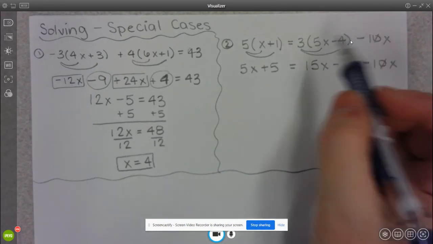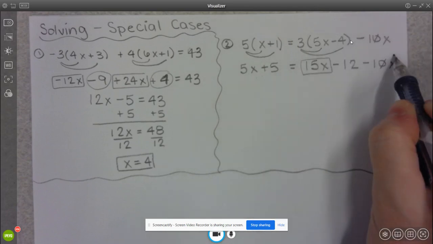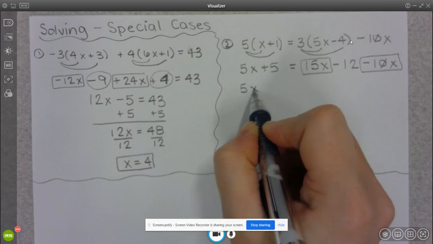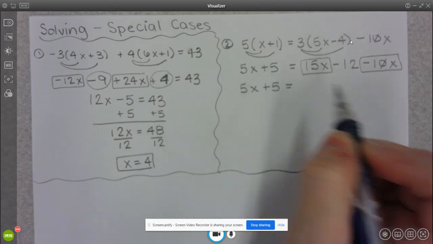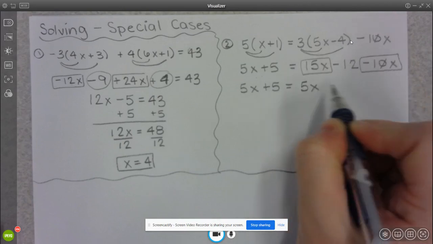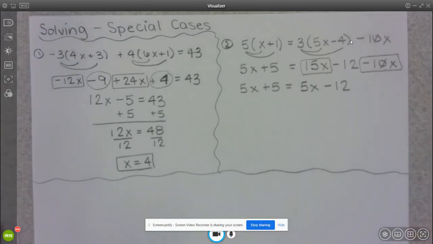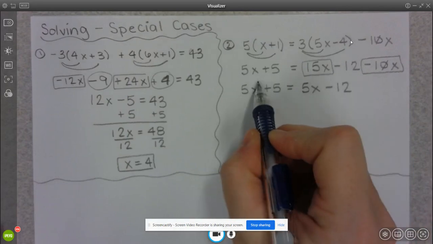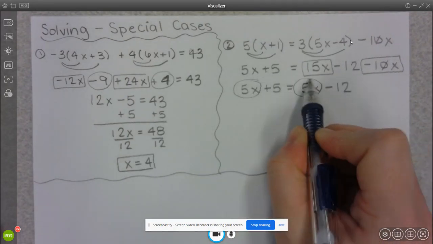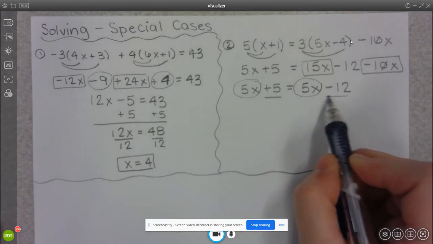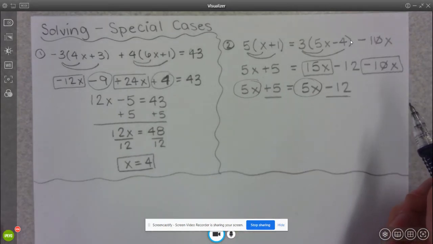So I see like terms here on this side. So I have 5x plus 5, and I'm going to combine my like terms. 15x minus 10x leaves me with 5x minus 12. Now, you should be scratching your head a little bit right now. I have a 5x on both sides, but here I'm adding 5, and on the other side I'm subtracting 12.